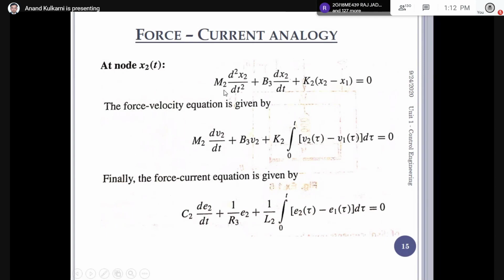Now again I convert this. In the previous equation we had taken the Laplace transform. Here we need not take the Laplace transform. We are only writing the displacement equation, then we convert that into a velocity and then we directly write the current equation. Got it? Need not take the Laplace transform here.